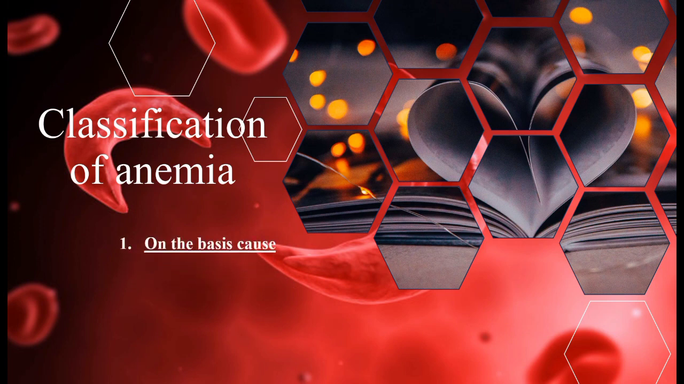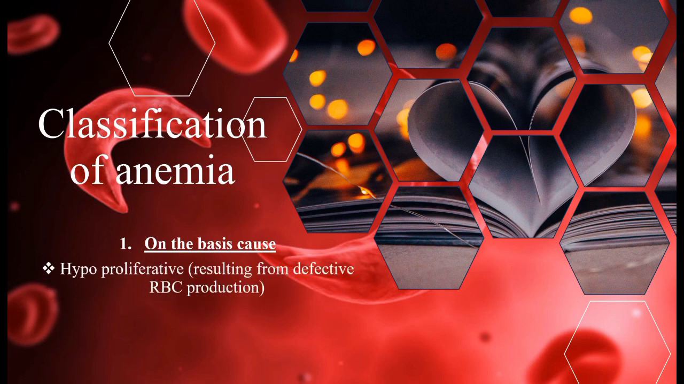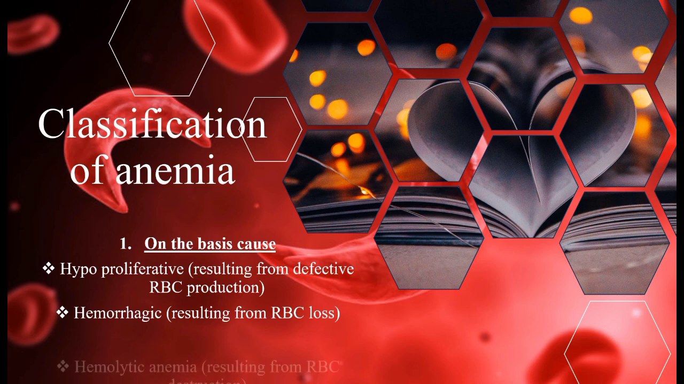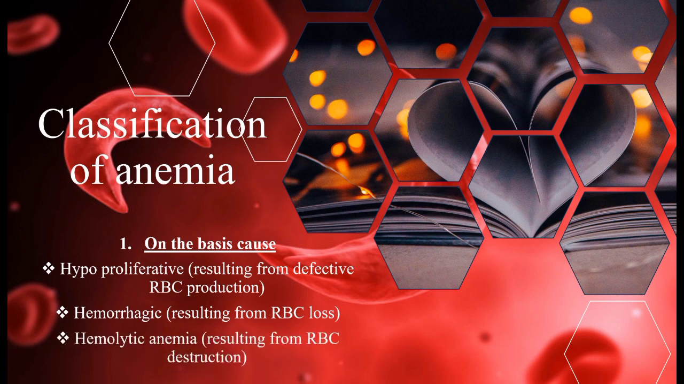Classification of anemia. Now, anemia is classified on two grounds. One, on the basis of cause. It could be hypoproliferative, resulting from defective red blood cell production. It could also be hemorrhagic, resulting from red blood cell loss. And it could also be hemolytic anemia, resulting from red blood cell destruction. As I told you, we have conditions such as glucose 6-phosphate dehydrogenase deficiency.